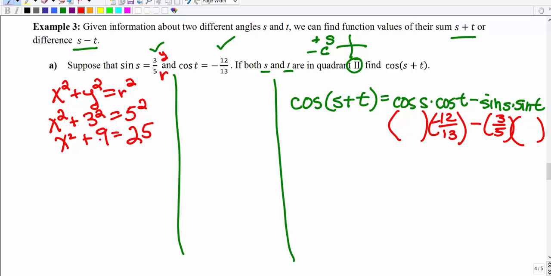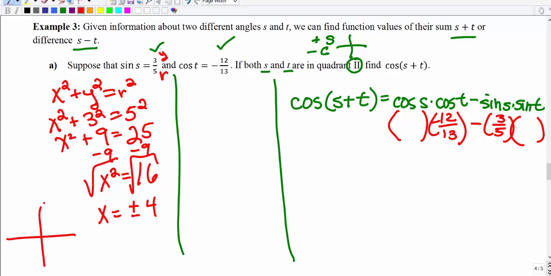We're going to solve for x here, so we need to subtract 9 from both sides. So we have x squared is equal to 16, and of course we're going to take the square root of both sides to get x by itself. Now when we take the square root of both sides, we always do plus or minus. We want to know which one it is. Keep in mind that angle S is in quadrant 2, and if angle S is in quadrant 2, x is negative and y is positive. Remember that r is always positive regardless of the quadrant. So we're going to choose the negative x value, negative 4.